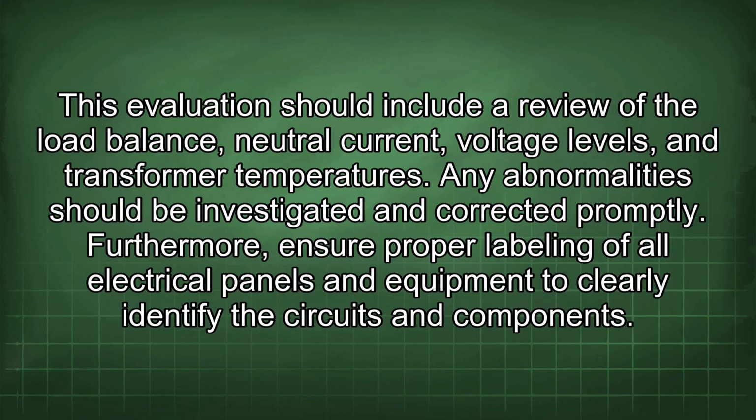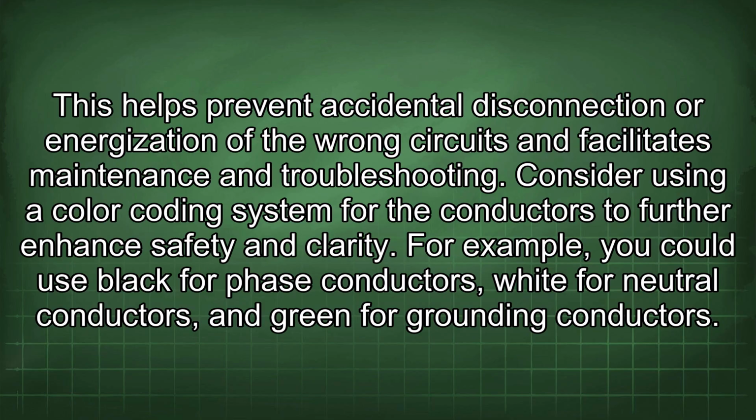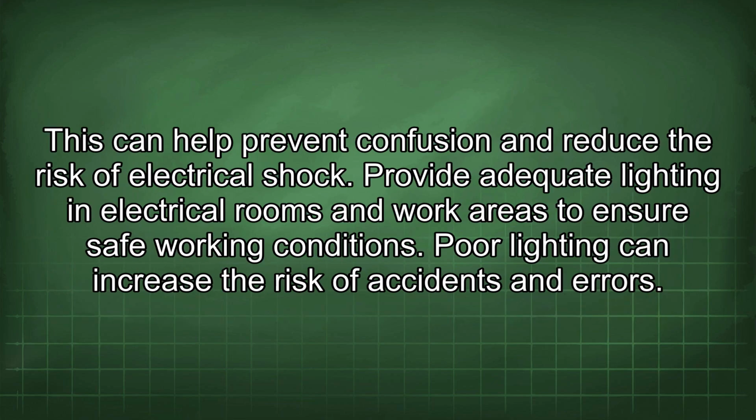Furthermore, ensure proper labeling of all electrical panels and equipment to clearly identify the circuits and components. This helps prevent accidental disconnection or energization of the wrong circuits and facilitates maintenance and troubleshooting. Consider using a color coding system for the conductors to further enhance safety and clarity. For example, you could use black for phase conductors, white for neutral conductors, and green for grounding conductors. This can help prevent confusion and reduce the risk of electrical shock.